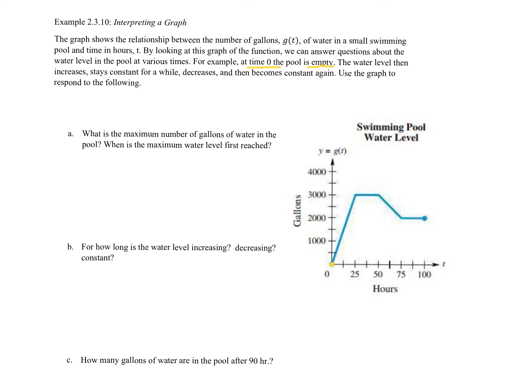So I'm going to see if I can color code this for you. So we'll do letter A in red. What is the maximum number of gallons of water in the pool? So here's my highest point. So the maximum amount of gallons is 3,000. And then it says, when is it at its maximum? So I'm at 3,000, starting at 25, and I stay at that exact same height until 50. So that happens from 25 hours to 50 hours.